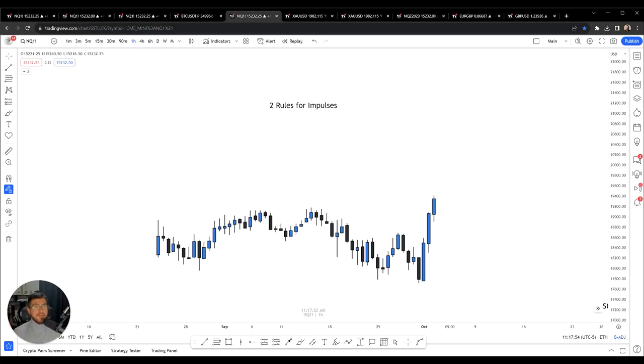Now, to draw impulses and understand displacement, we must understand these 2 simple rules. So rule number 1, and this is what a lot of people do know, is that yes, you must have a candle closure above a high or low, but a candle closure is not enough.